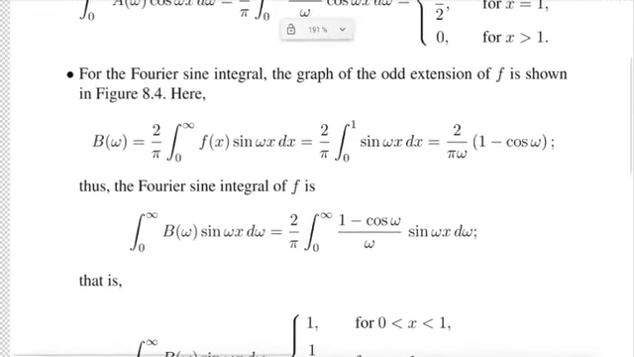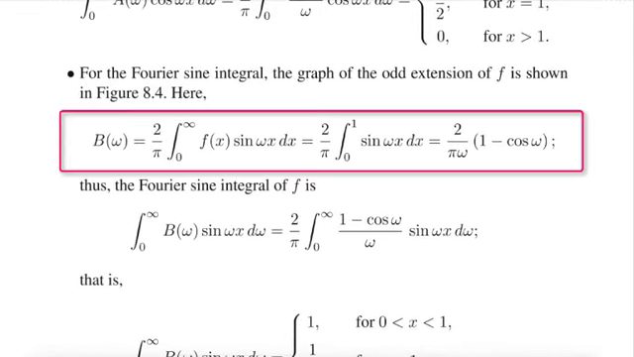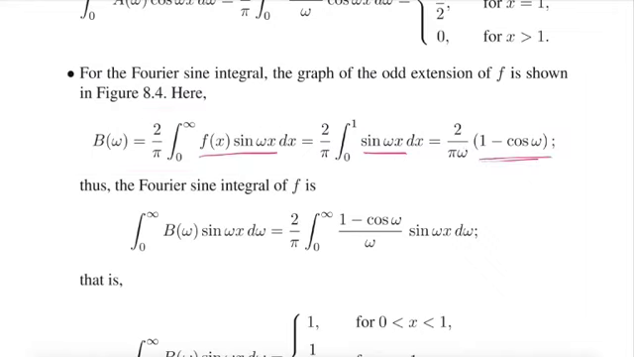And for the odd extension here, we then get the integral with the sine, f times the sine. And so you integrate sine and you get cosine, subbing in 1 and 0. So you get 2 over pi omega times 1 minus cosine omega. So this goes right here. And then we have the representation using the sine.